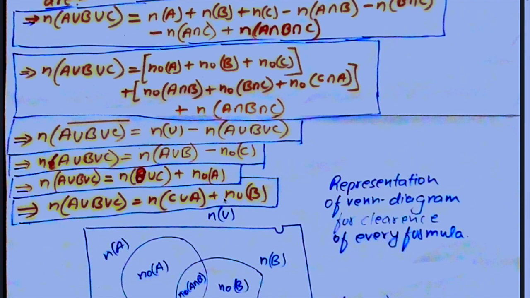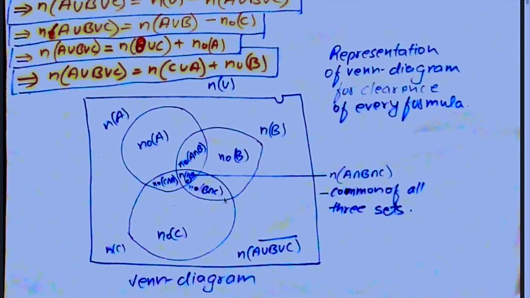This also comes in our Venn diagram, where it will be more clear. The big box here is n(U), the universal set. In this context, the first circle is n(A), the second circle is n(B), and the third circle is n(C). Here n(only A) means only A, n(only B) means only B, n(only C) means only C. Here n(only B intersection C) means the intersection of B and C only, n(only A intersection B) means the intersection of A and B only, and n(only C intersection A) means the intersection of C and A only.